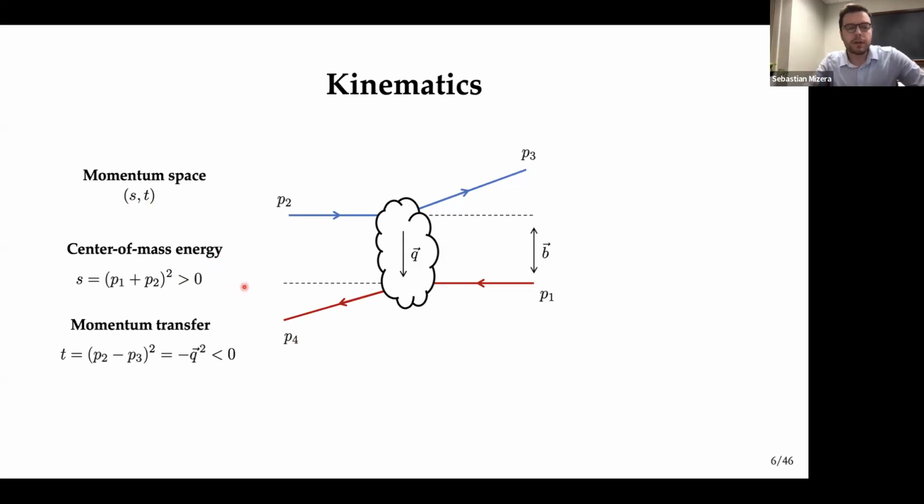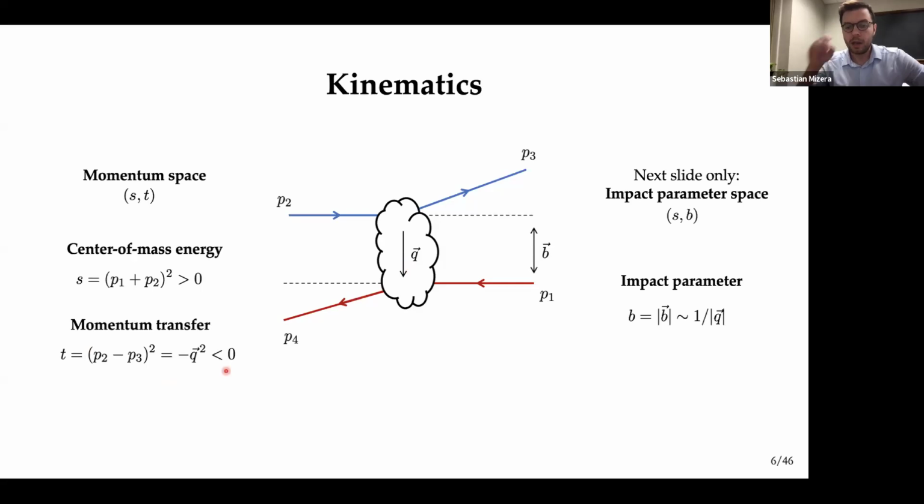And on the other hand, we also have the momentum transfer, T, which is the momentum transferred between the blue and red particles in here. So this quantity is purely space-like. In fact, people often parameterize it in terms of the space-like vector Q. So T in that notation has to be a negative parameter.